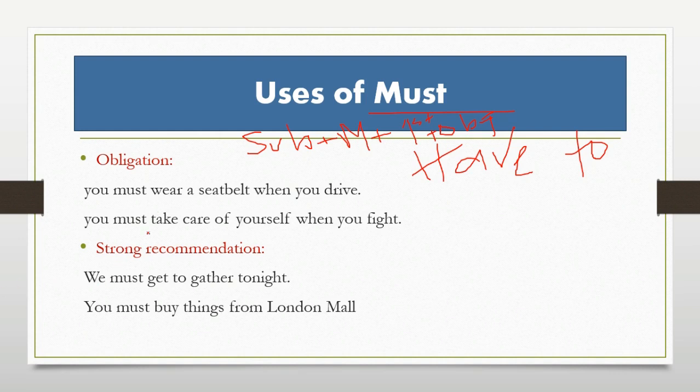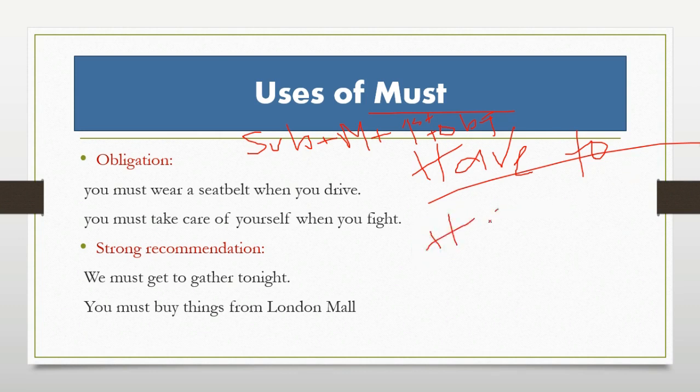Have to is used for external obligation. Got it? Strong recommendation: whenever you are giving a strong recommendation to someone, we use must. We must get together tonight. You must buy things from London Mall. So you are giving a strong recommendation to someone that you must do that thing. You can also use have to. For example, you have to write your homework. You have to go to America, Washington DC. So these kinds of sentences can be used as obligation.